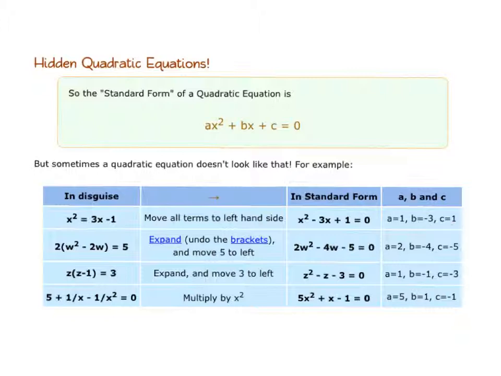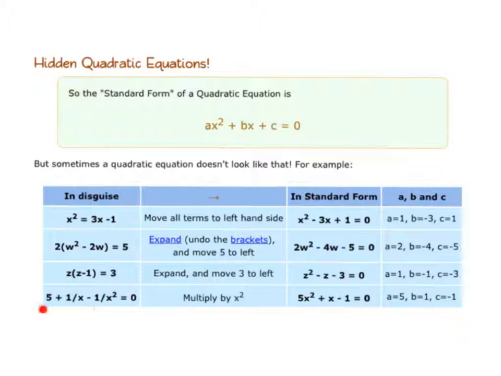c is 1. Here we have a quadratic equation, but all we have to do to make it in standard form is to expand, so multiply the 2 times everything, and then move that 5 over to the left, and you would end up with 2w squared minus 4w minus 5, and set it equal to 0. So then you have your coefficients, your a, b, and c. This is another example. This is a quadratic because if you multiply the z times the z, you get z squared, and the z times a negative 1, you get negative z, and then move the 3 to the left, and you have minus 3 equals 0.